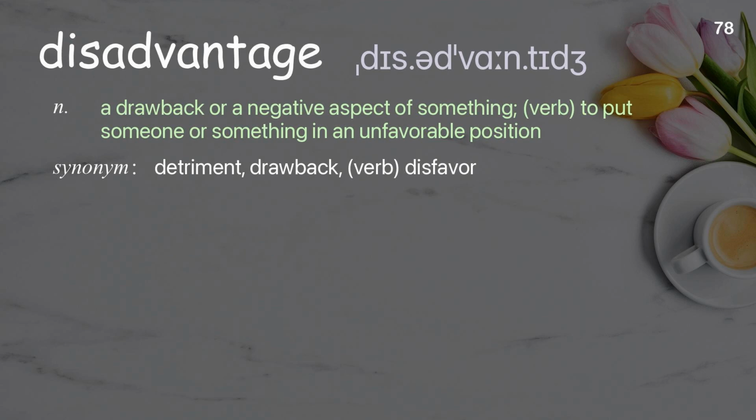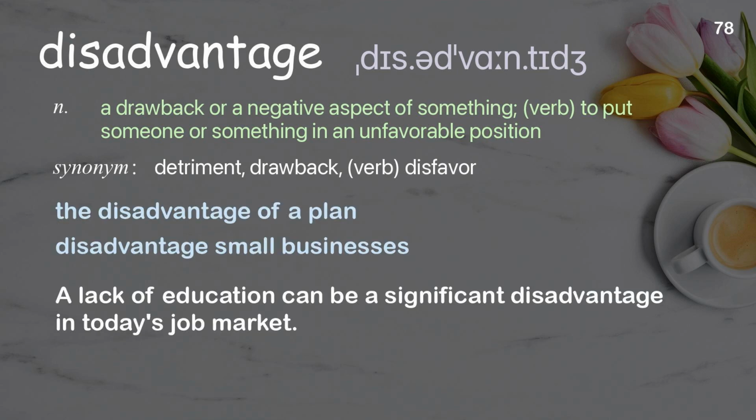Disadvantage: a drawback or a negative aspect of something; verb, to put someone or something in an unfavorable position. Examples: the disadvantage of a plan, disadvantage small businesses. A lack of education can be a significant disadvantage in today's job market.